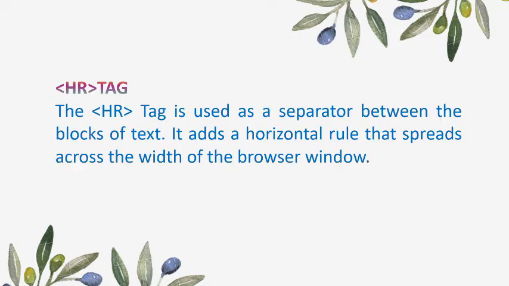Another empty tag is the HR tag. The HR tag is used as a separator between the blocks of text. It adds a horizontal rule that spreads across the width of the browser window. This tag inserts a line break similar to the BR tag. However, the HR tag changes the alignment of a paragraph to its default alignment, that is left. The syntax is given here.